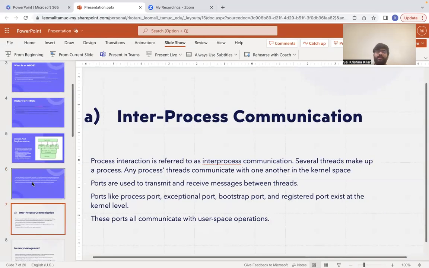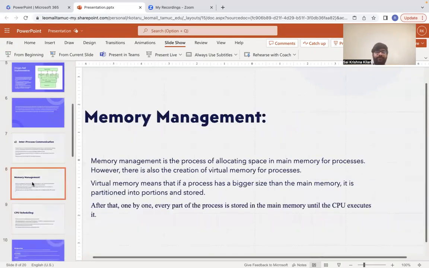With interprocess communication, the interaction between processes is referred to as interprocess communication. Several threads make up a process. Any process's threads communicate with one another in the kernel space. Ports are used to transmit and receive messages between threads. Ports like the process port, exception port, bootstrap port, and the registered port exist at the kernel level. These ports all communicate with the user space operations.